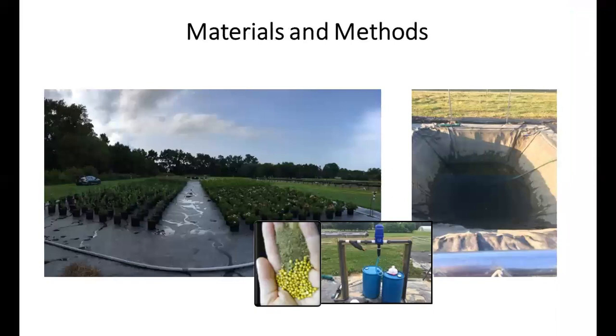Okay, now to my materials and methods. The photo on your left is a picture of the nursery runoff pad we created. The plants on the runoff pad were fertilized with controlled release fertilizer, and then daily they are irrigated with fertilizer-rich water by fertigation. This water ran off into the runoff pad, or the retention pond on the right.